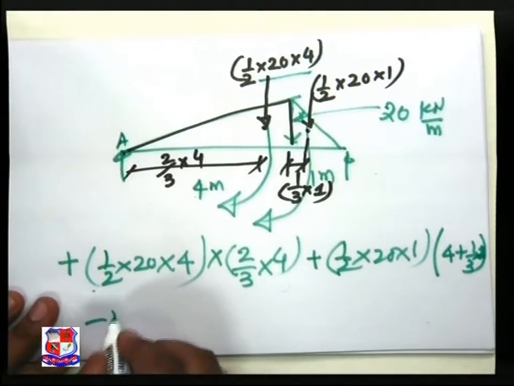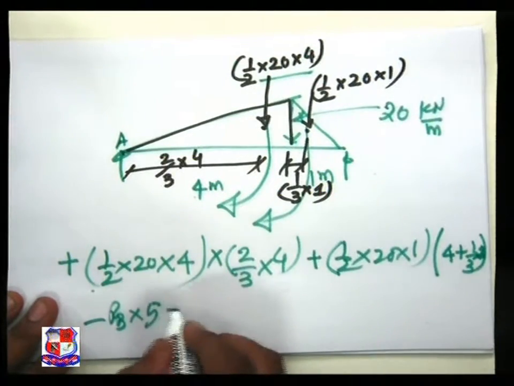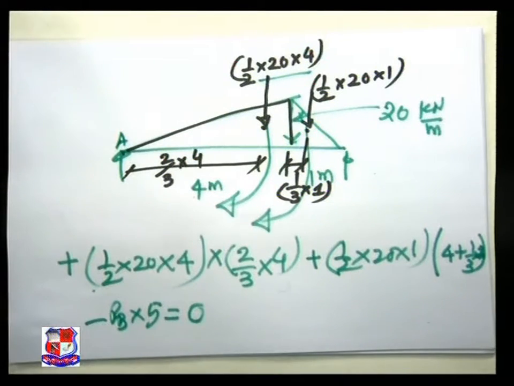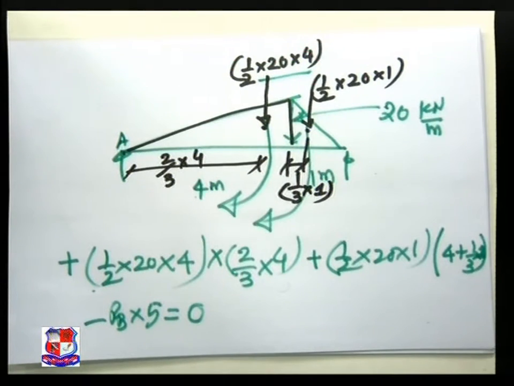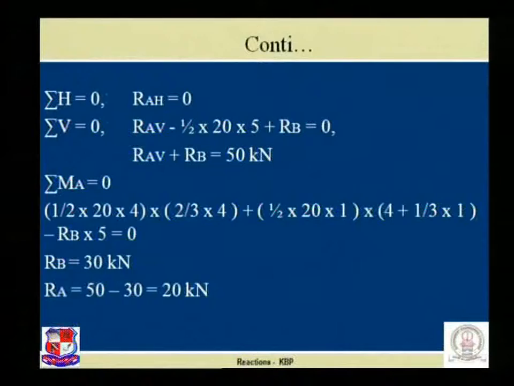Another load RB minus RB into 5 is equal to 0. If we solve this equation, we can find the value of RB, which is 30 kilonewton. Placing the value of RB in this equation, we find RAV is equal to 50 minus 30, which is 20 kilonewton. The important thing to note here is that we can take sigma MB is equal to 0, or sigma M at any other point is equal to 0.